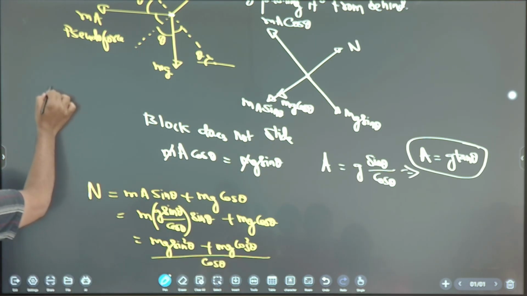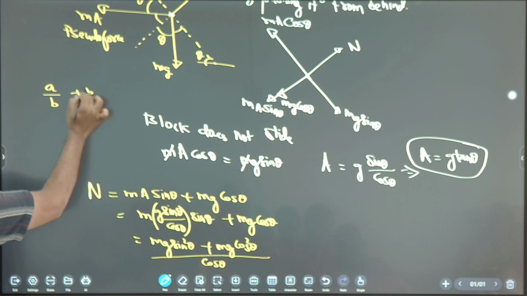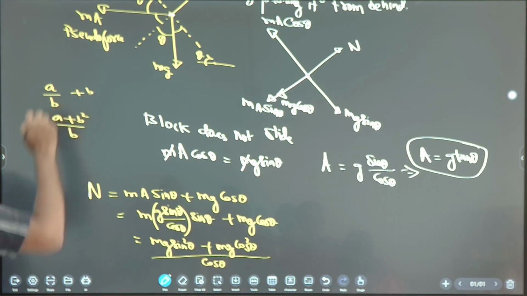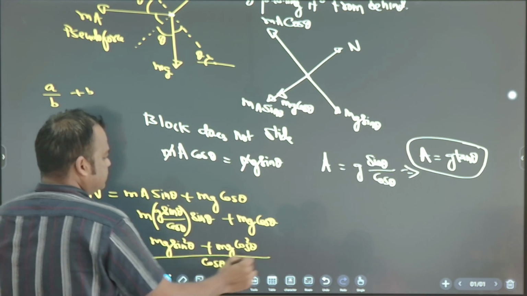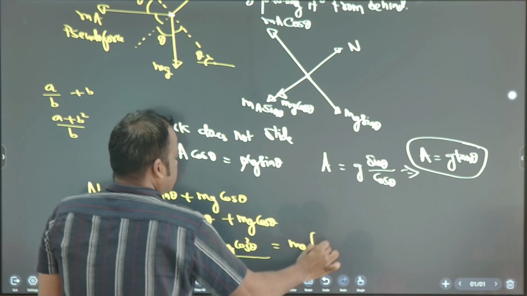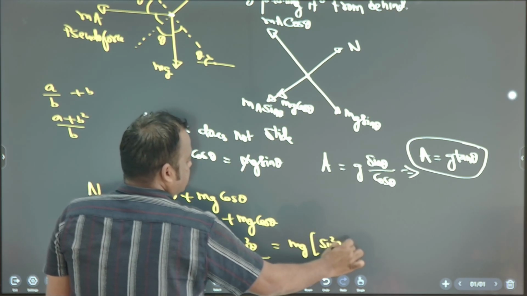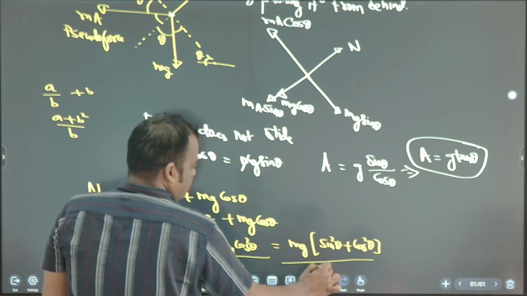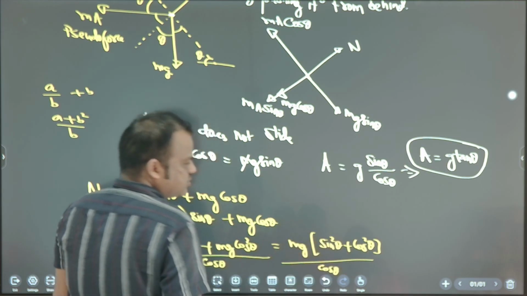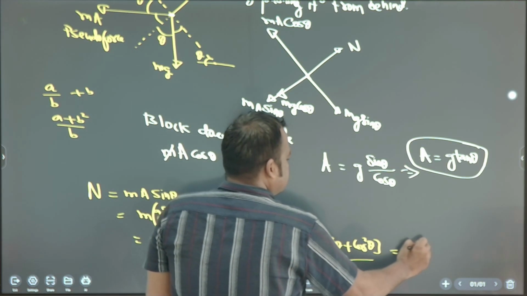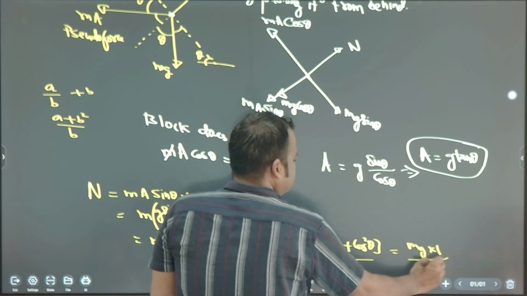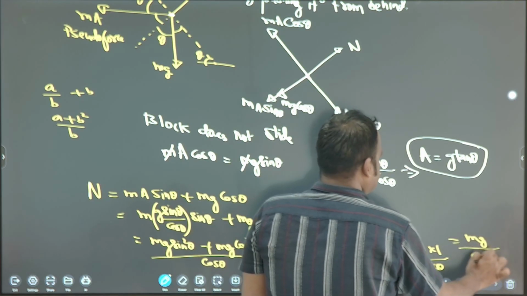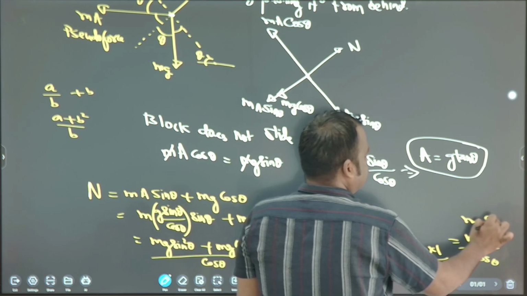Like this, a by b plus b, this is a plus b square by b, correct? So mg common, sin square theta plus cos square theta, understood? By cos theta. What is sin square theta plus cos square theta? 1. So this is mg into 1 by cos theta. So mg by cos theta, note down, mg by cos theta or sec theta, you can call it sec theta also.